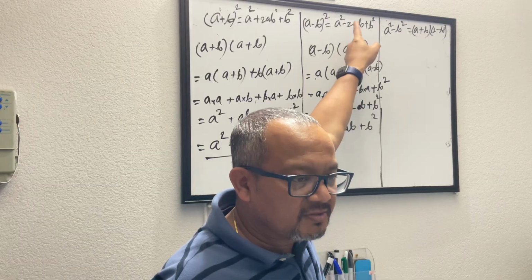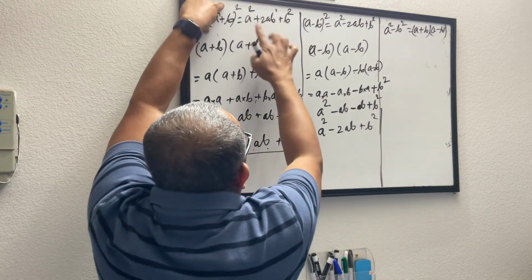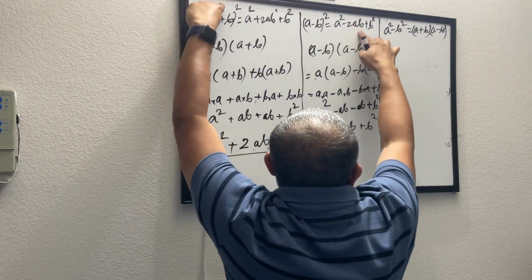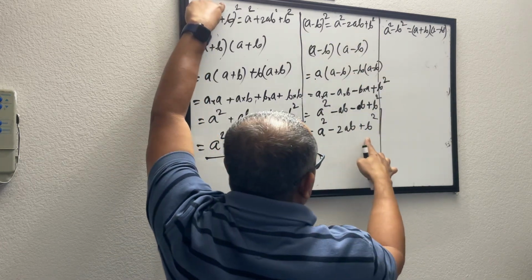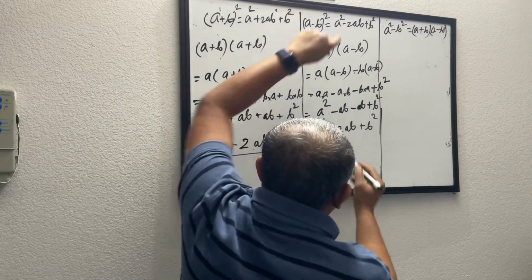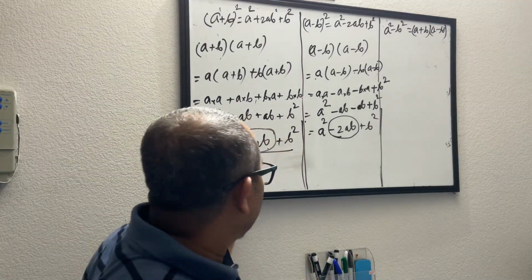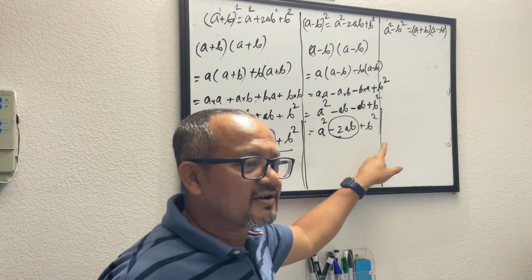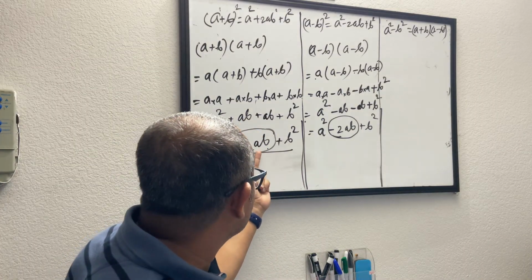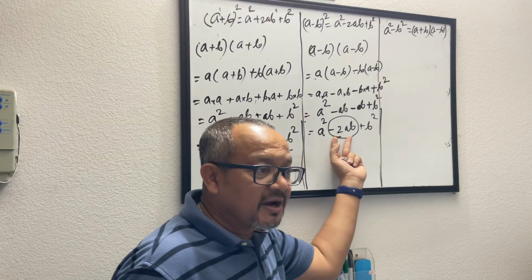This is the formula I was talking about. So (a plus b) whole squared is a squared plus 2ab plus b squared. (a minus b) whole squared is a squared minus 2ab plus b squared, like what you see here. So the difference between (a plus b) whole squared and (a minus b) whole squared is only this guy. a squared plus b squared is common. The only difference being, when you're talking about (a plus b) whole squared, you have a 2ab plus. When you're talking about (a minus b) whole squared, you have a 2ab minus.